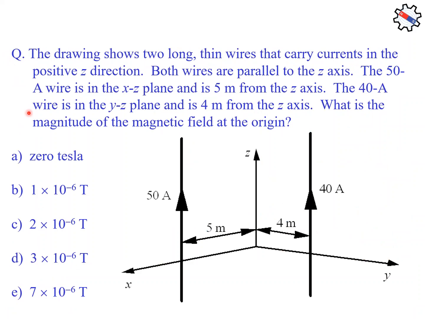Here we have 2 long, thin wires, both carrying a current in the positive z direction. This first wire carrying 50 amps crosses the x-axis here at 5 meters. This other wire carrying 40 amps crosses the y-axis at 4 meters. And we're asked, what is the magnitude of the magnetic field at the origin? So this is very similar to the last question in concept, but it's more difficult to do because it's a 2-dimensional vector addition we need to think about. Let's just have a look at that.